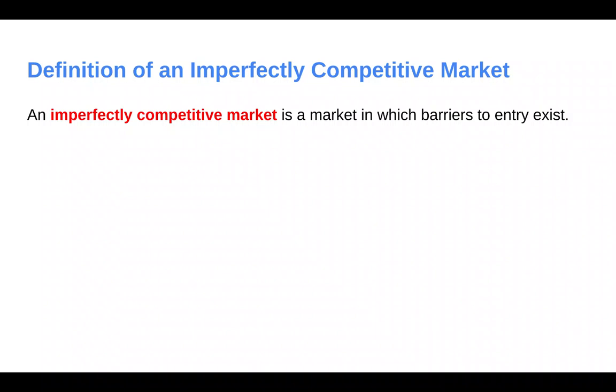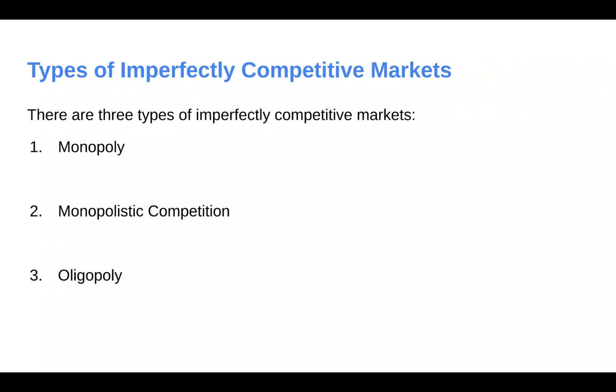But most markets that you encounter on a day to day basis, whether it's fast food or smartphones, are imperfectly competitive markets. There are barriers to entry, sometimes a lot, sometimes a few, that make it hard for new firms to enter the market. So there are three types of imperfectly competitive markets: there's monopoly, monopolistic competition, and oligopoly. And we're going to talk about each one of these in this unit.